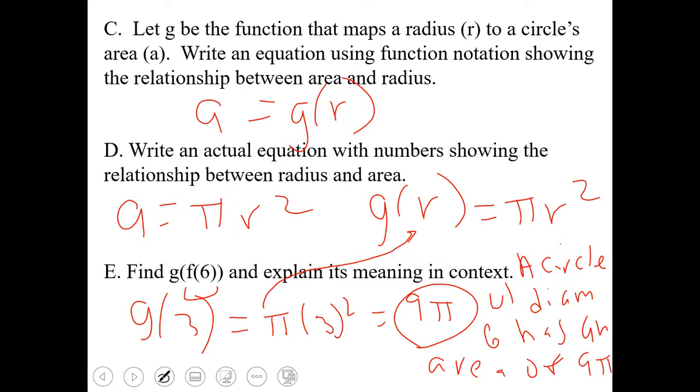Basically, the whole point of a composition is you want to skip the middle step. You want to be able to start with whatever the first function is and end up with wherever the last function leaves you. So what it actually means in context is that a circle with a diameter of 6 has an area of 9 pi. This idea of writing these functions and explaining these functions is going to be an important one, but it's also going to be one you're going to get a lot of practice with.